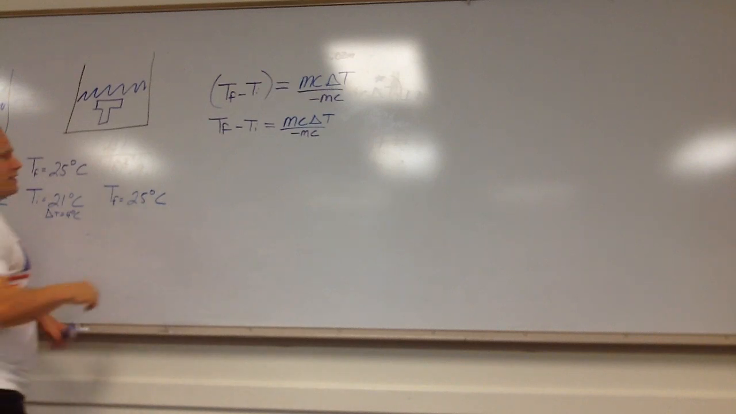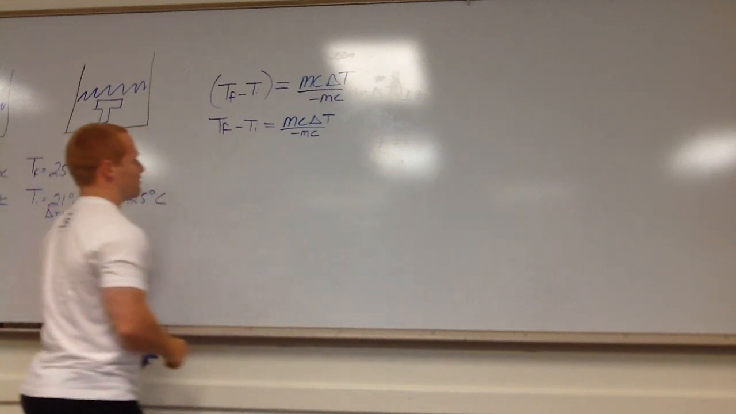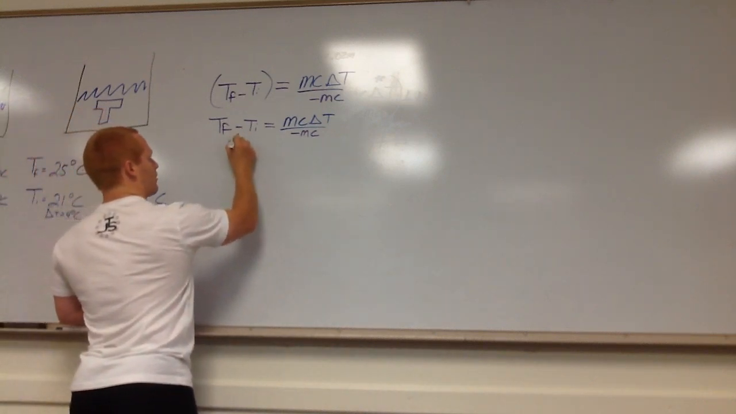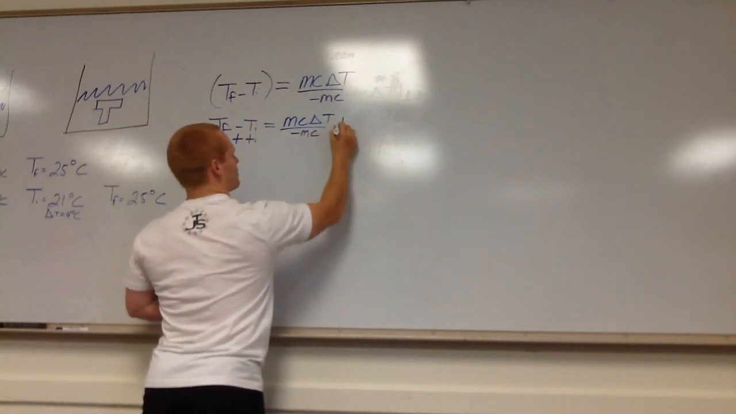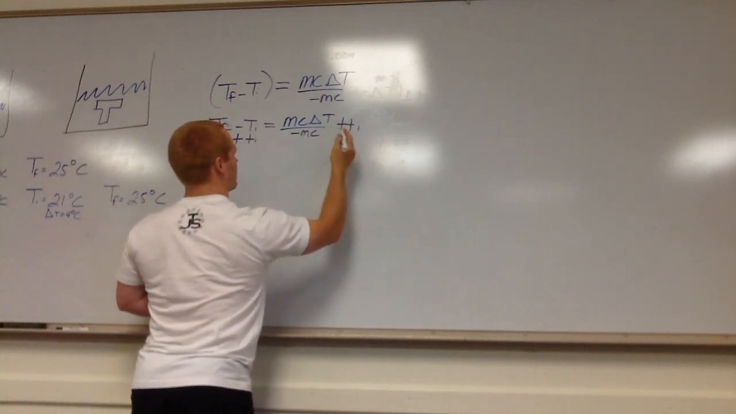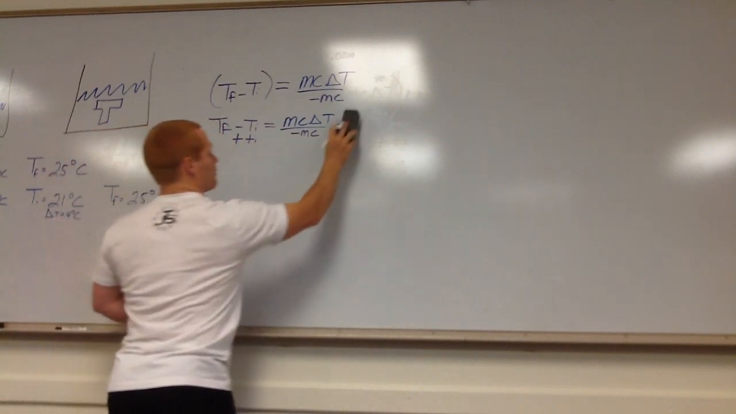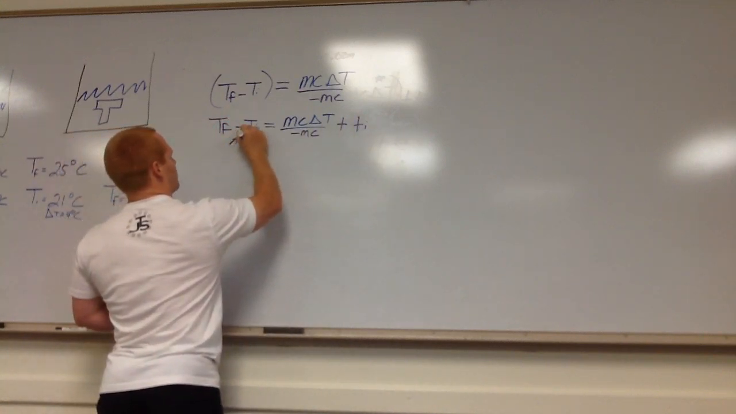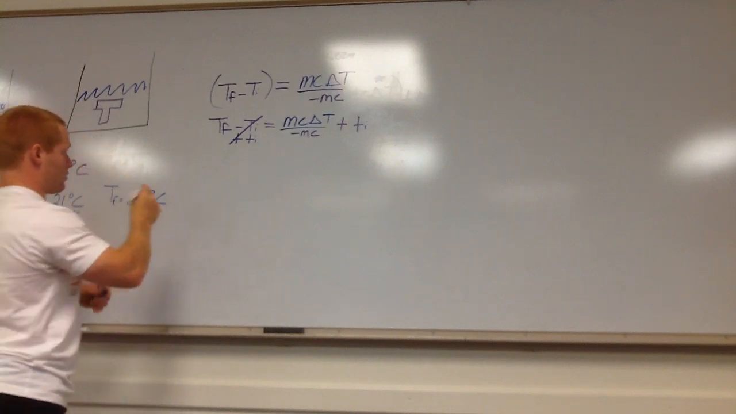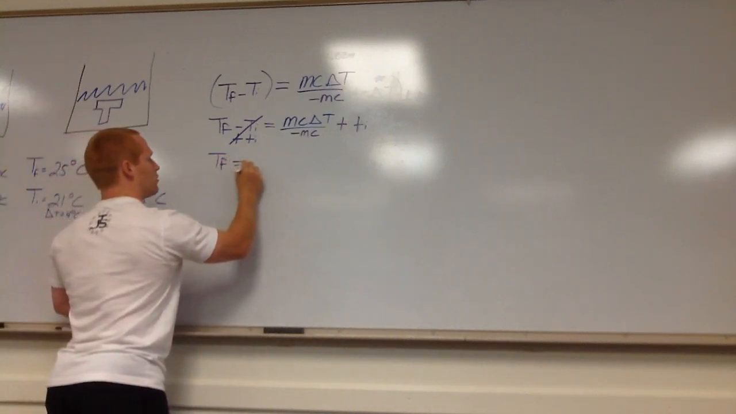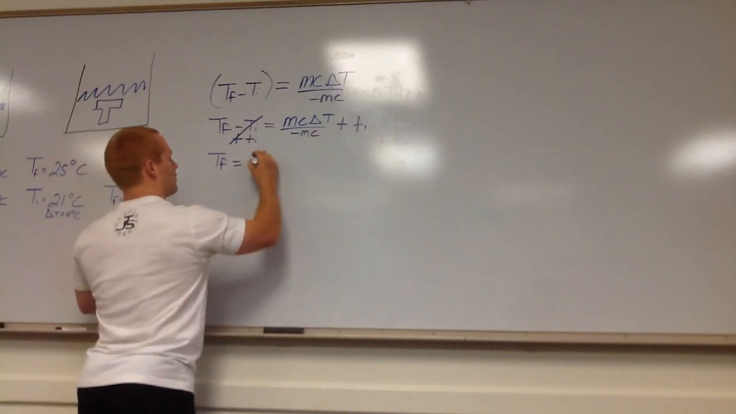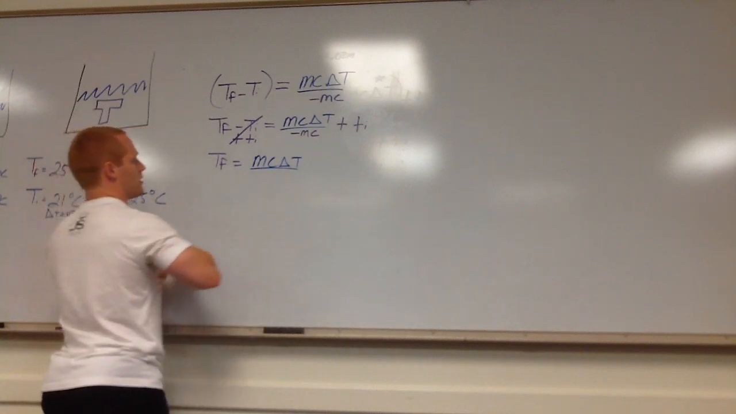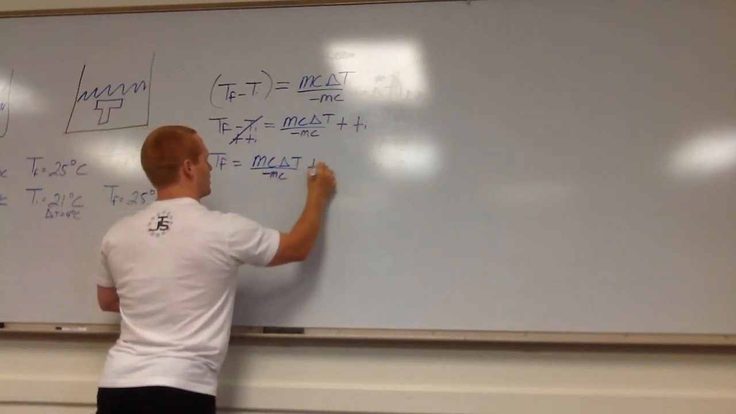So what I'm going to do is I'm going to try to get TI by itself. So I'm actually going to make it a positive value. There's more than one way to do this. This is just the way I prefer. So I'm going to add TI to both sides. That looks terrible. And so I'm going to cancel it out on the left, but notice it stays on the right. So I'm going to rewrite this as TF equals MC delta T divided by negative MC plus TI.